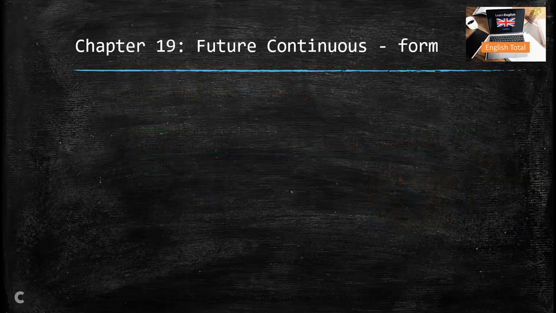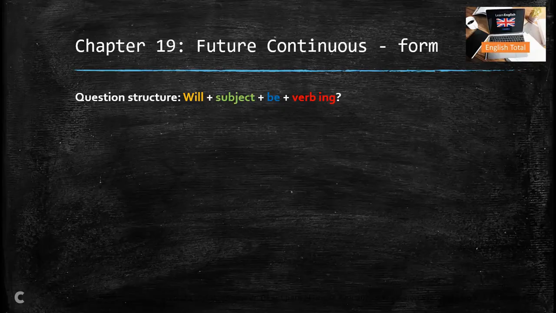Okay, on to question formation. This is the structure for questions in the future continuous. First, start with will, followed by the subject, then the verb be, and finally the verb in ing form.